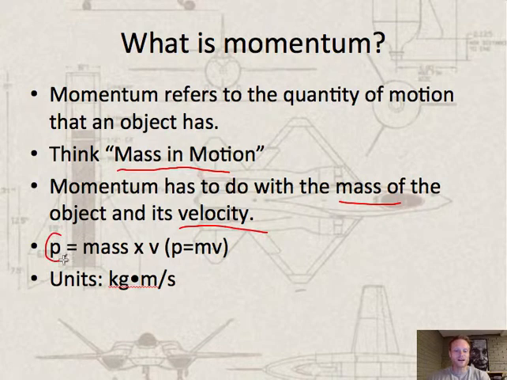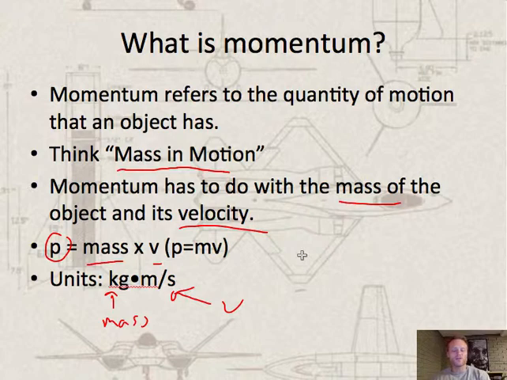Momentum, which is represented by a p, oddly enough, is equal to mass times velocity, or another way of saying it is p equals m times v. The units are kilograms times meters per second, which makes sense because kilograms are typically what we measure mass in, and meters per second are typically what we measure velocity in. So relatively simple formula, but you do have basically mass and velocity.